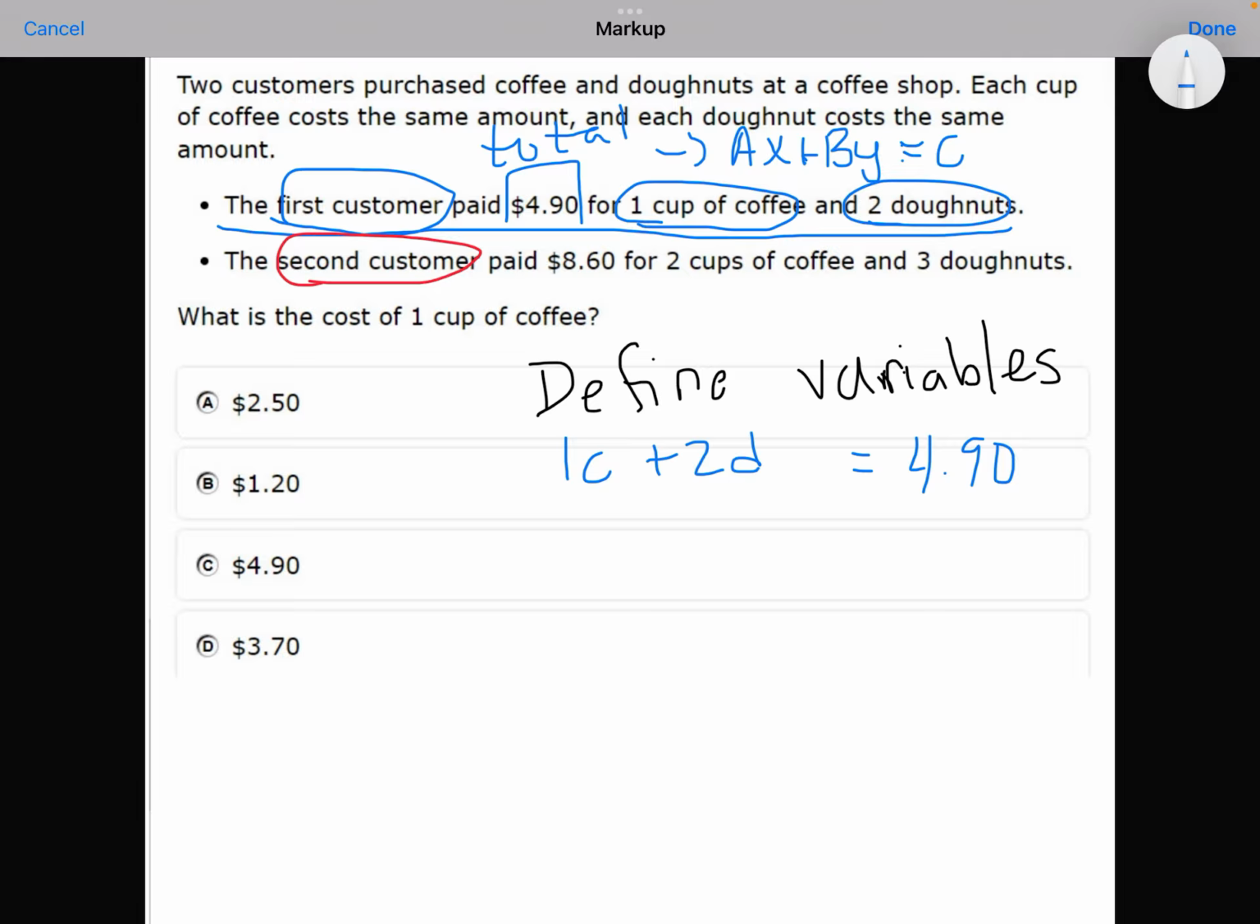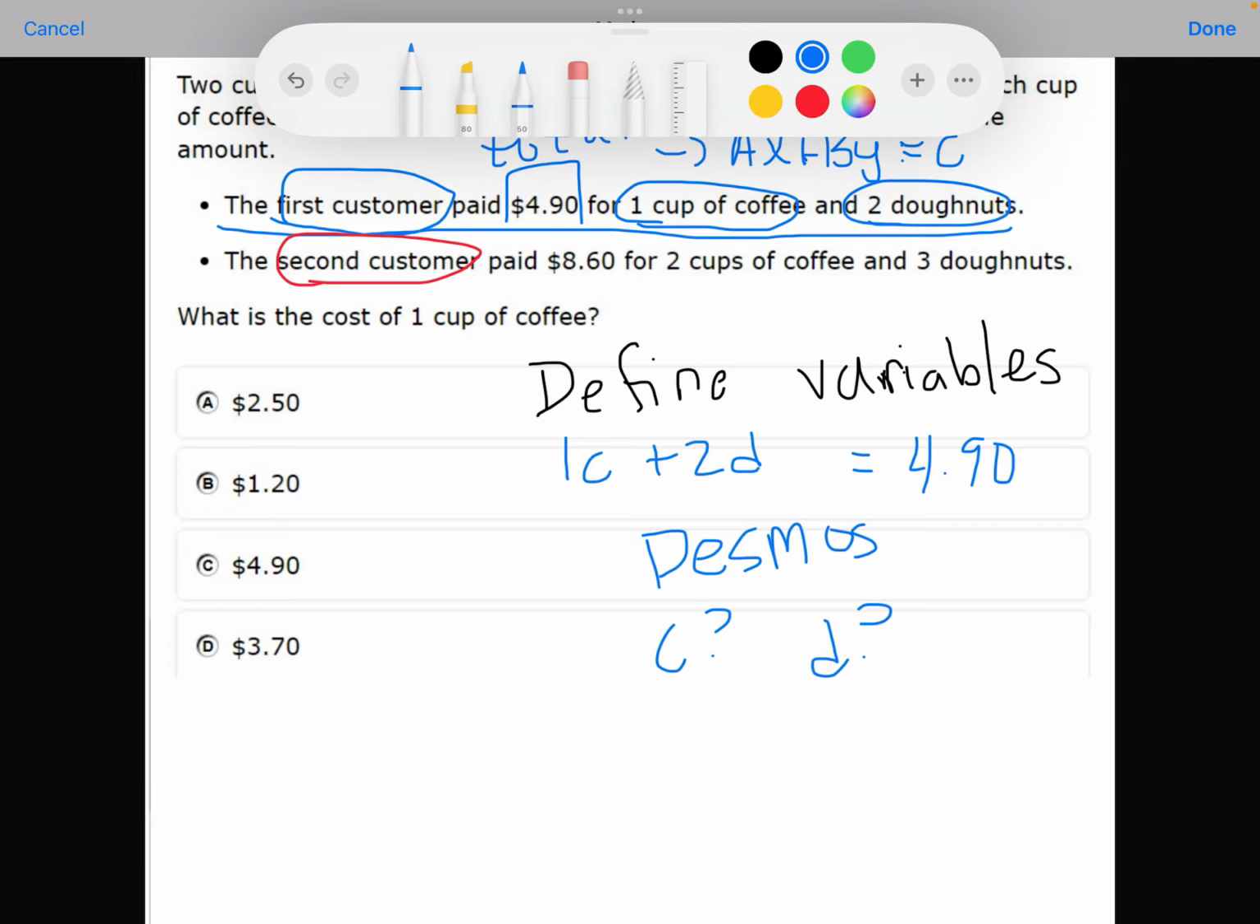The only issue with this is that, remember, we're going to eventually solve this. And when we solve things, we use Desmos. And Desmos doesn't know what C and D are, right? The only things that Desmos knows is x and y. So while you can write your equations with letters that make more sense, like C and D for coffee and donuts, when you give that to Desmos, it's going to have no clue what you're talking about, and it won't be able to graph it.